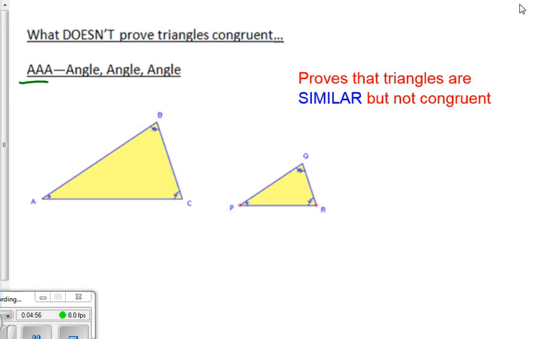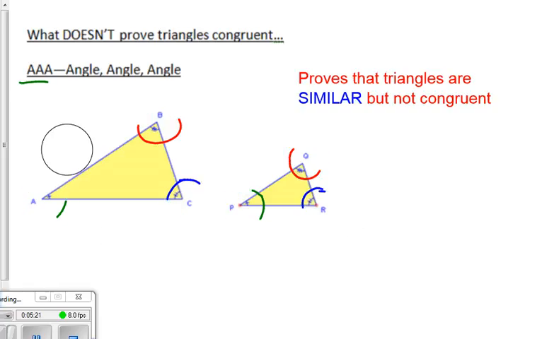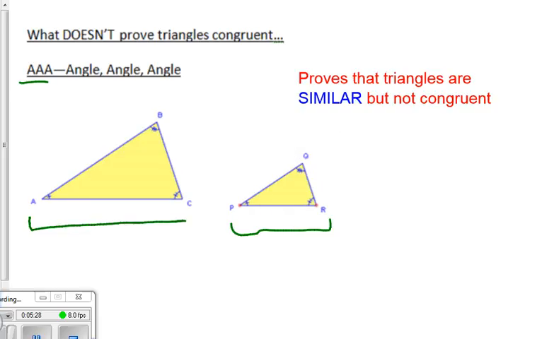Well, in this case, if we know that this angle equals this angle, this angle equals this angle, and this angle equals this angle. Okay, all three of them, they're the same exact measure. A equals P, B equals Q, C equals R. Now you can tell just because they're the same measure that these are not actually congruent triangles. Okay, if we look at it, this one is obviously smaller than this one.